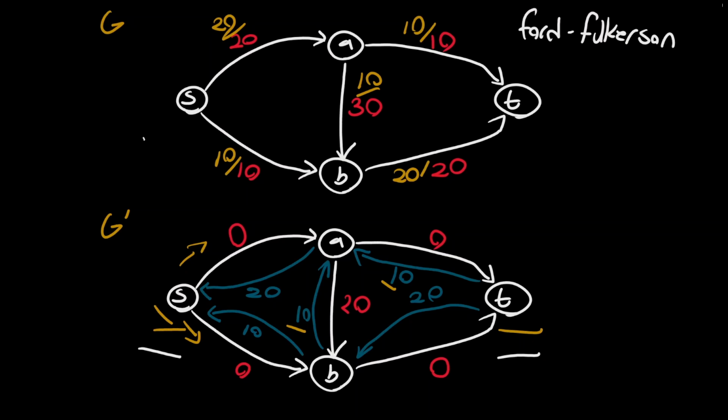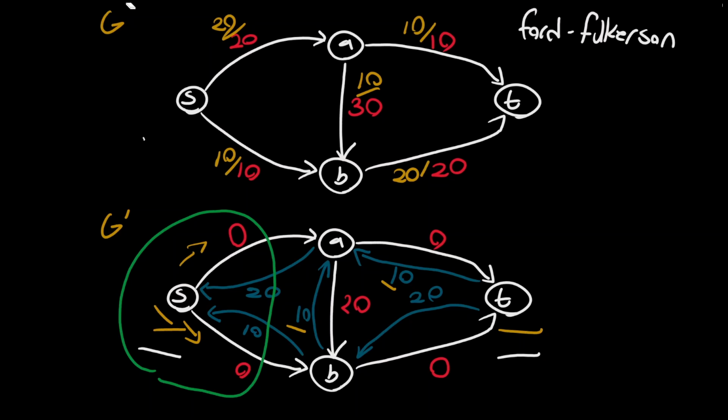And the nodes that are reachable from S are the min cut. So everything that's reachable from S is in the min cut. Here, there's nothing reachable by S. The only thing reachable by S is S, since there are backwards arrows.